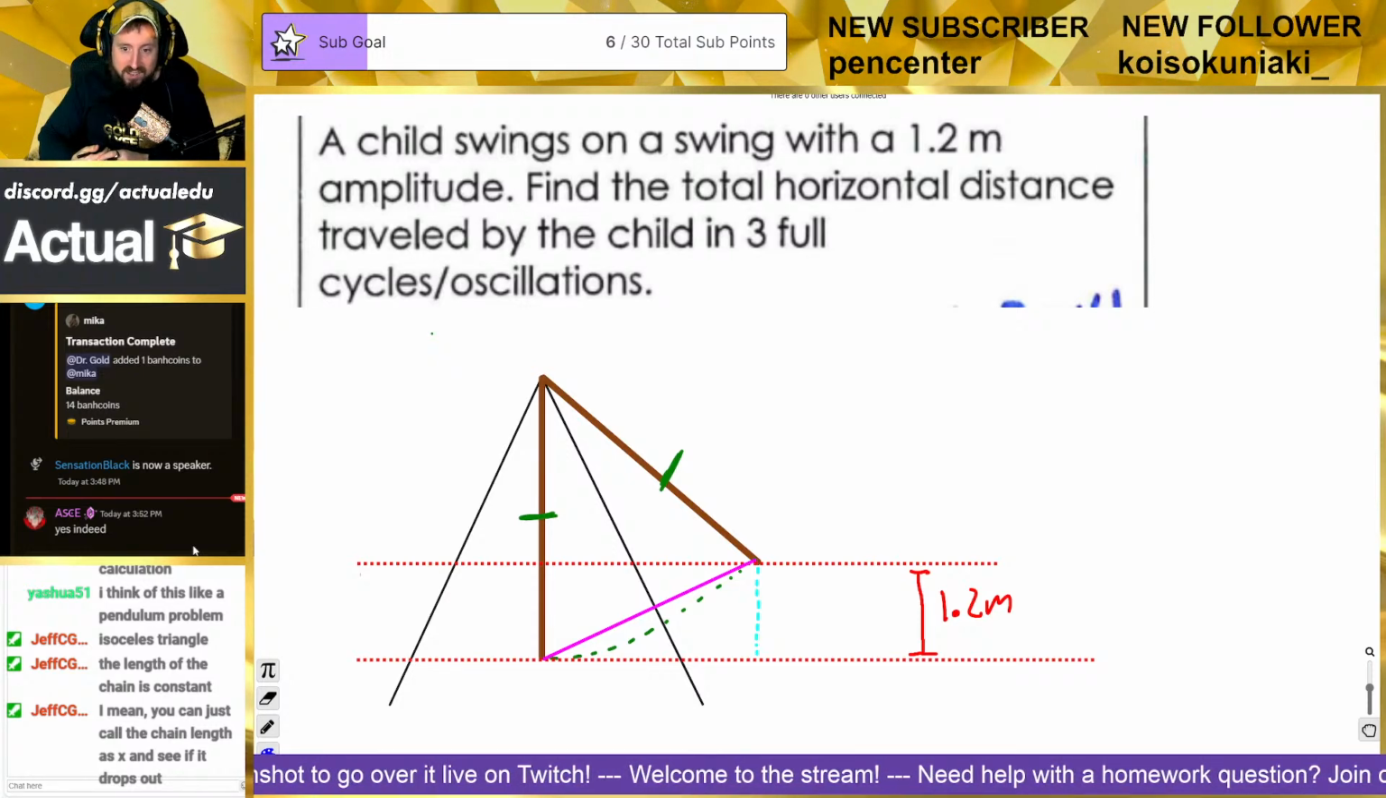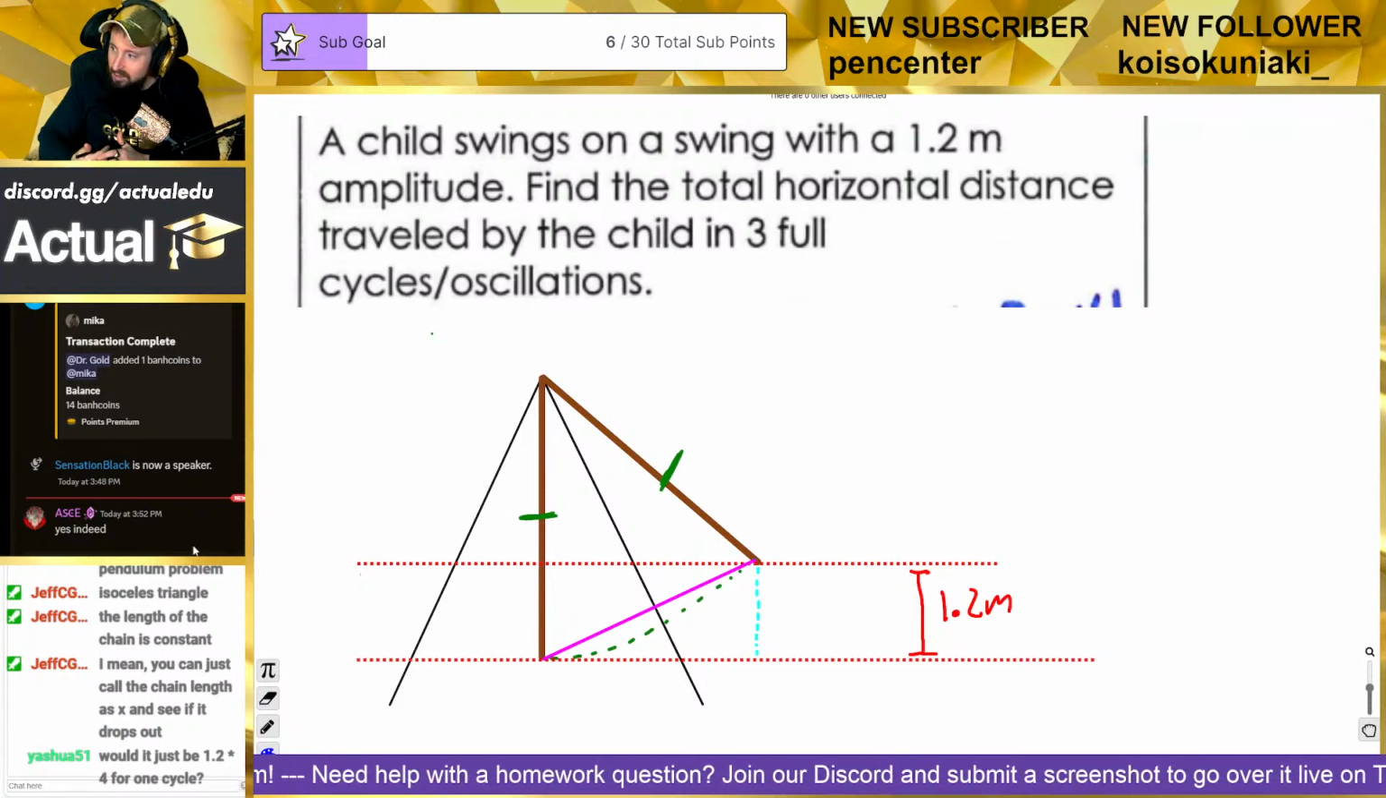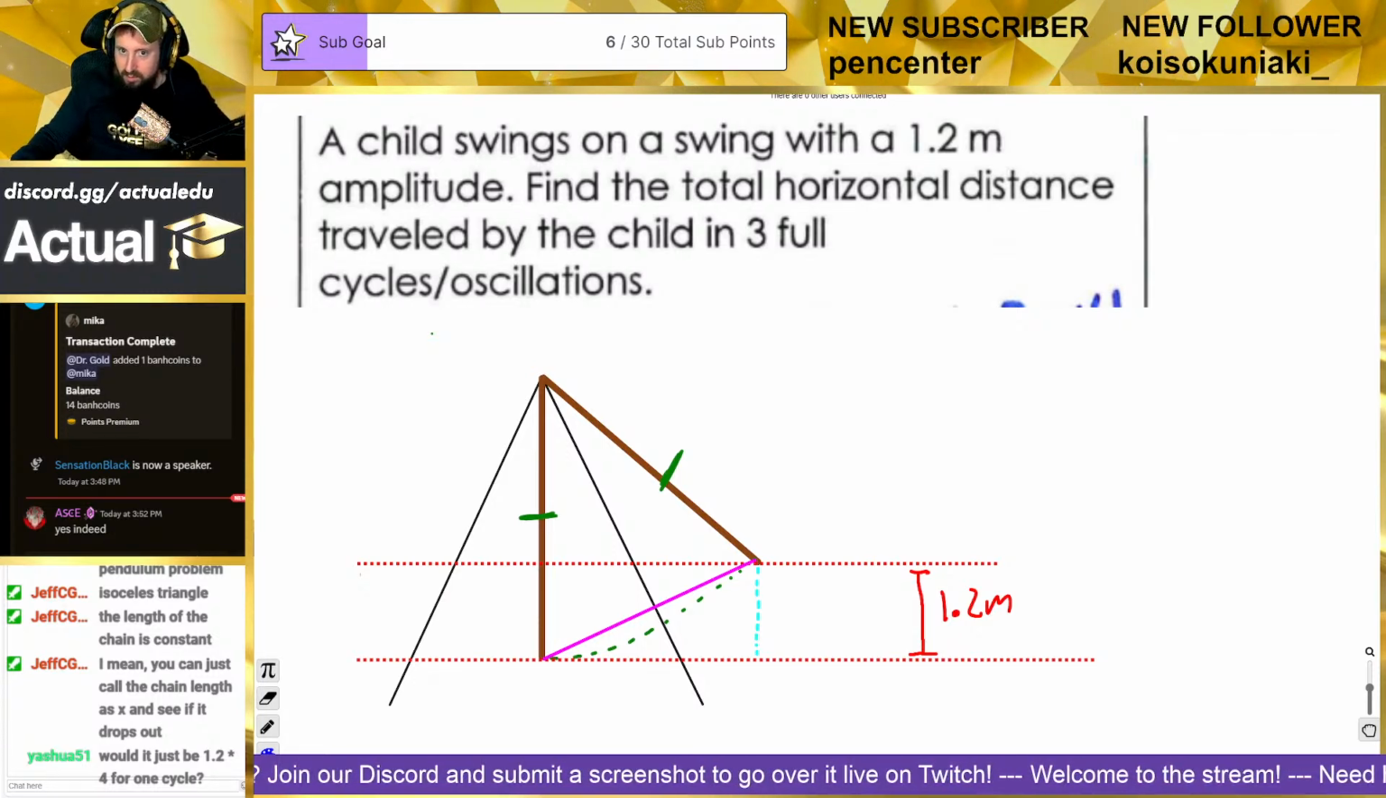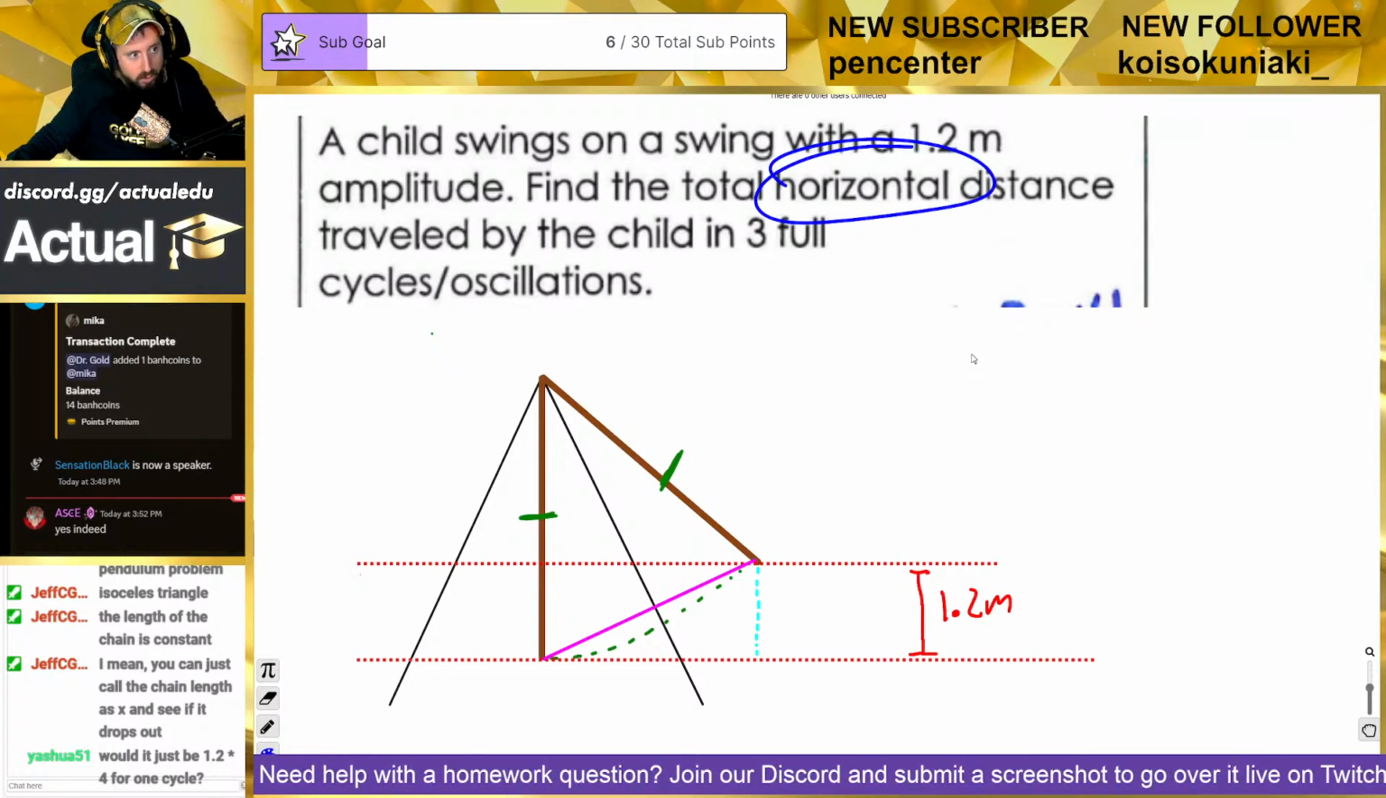Oh, you could call the chain length X and see if it drops out. Yeah, I could, I guess. I just see a triangle that I can't solve for. It would be 1 point... Yeah, but that would be the vertical distance. We want the horizontal distance. Horizontal distance, I believe, is this way. You're correct that it would just be 4 times 1.2. So maybe there's a typo here. Maybe your teacher mixed up horizontal with vertical.